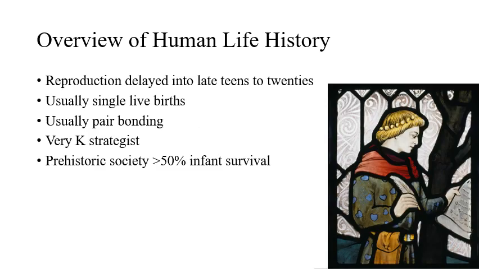Reproduction is delayed into the late teens to 20s usually. Generally, humans give birth to one baby at a time, although twins and triplets happen. Typically, there's strong pair bonding between the mother and the father. Generally, those are monogamous relationships, but they don't have to be. There are polygynous societies out there, as well as polyandrous, but polyandry is very rare.